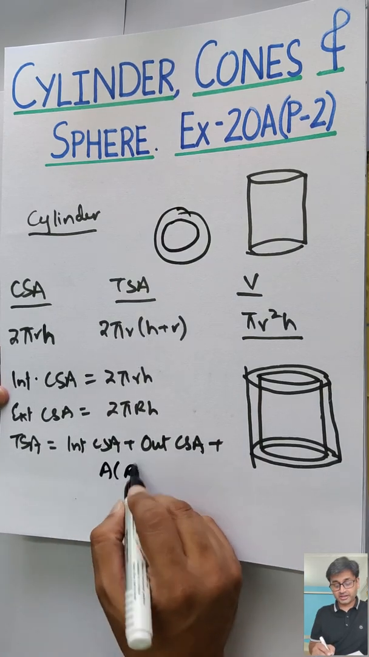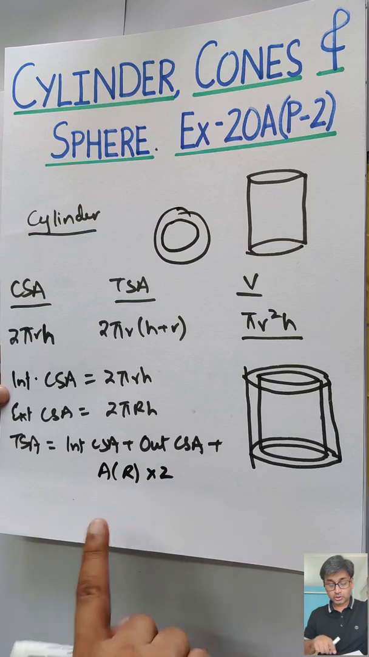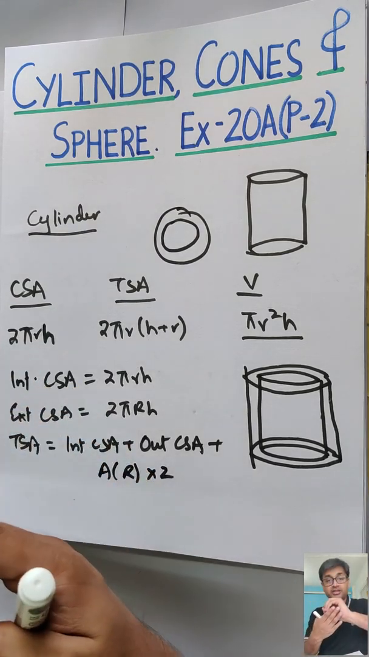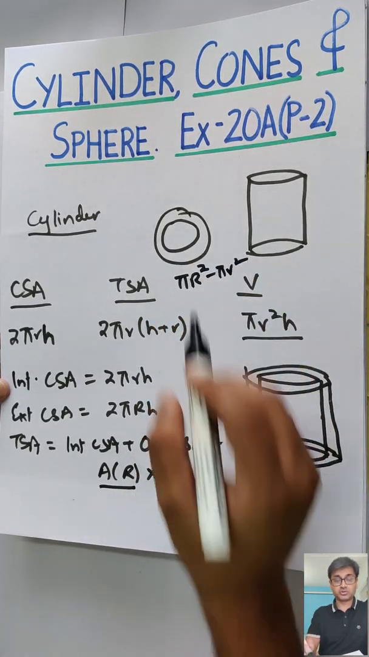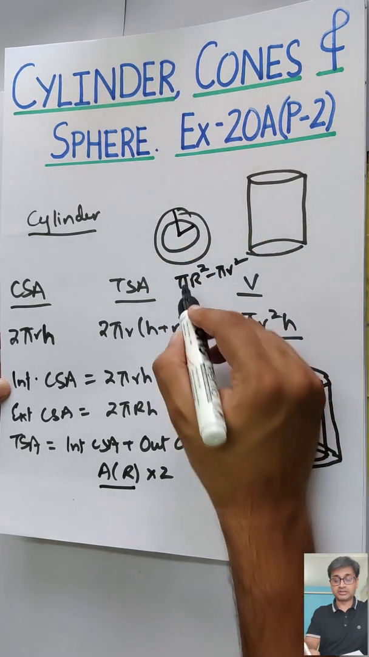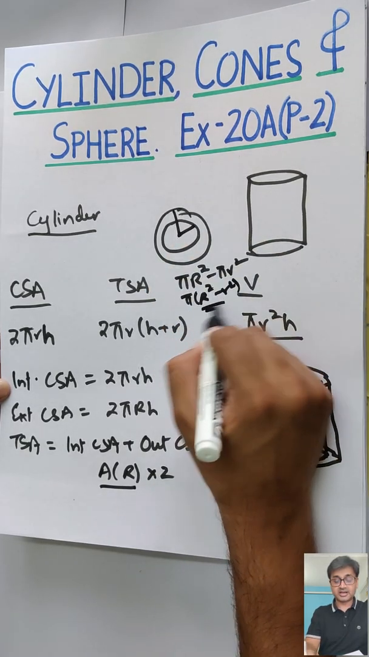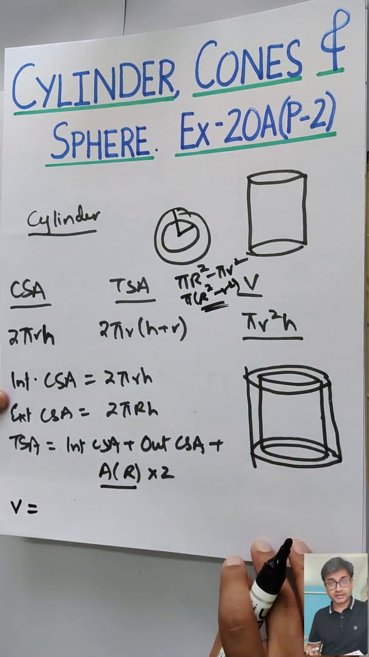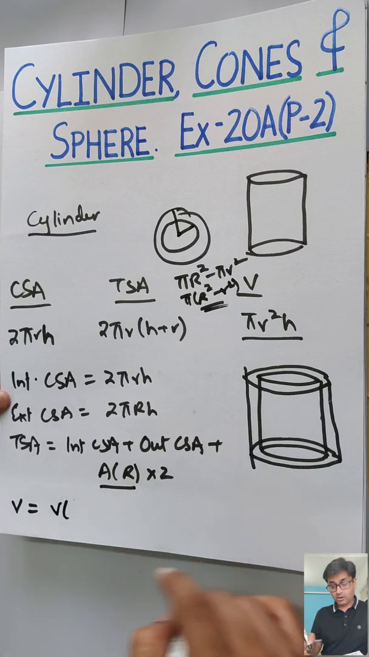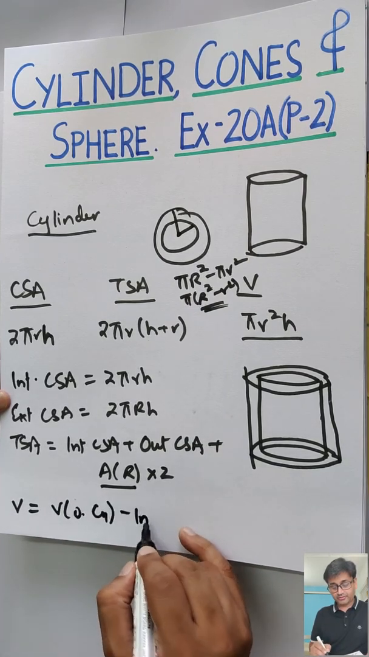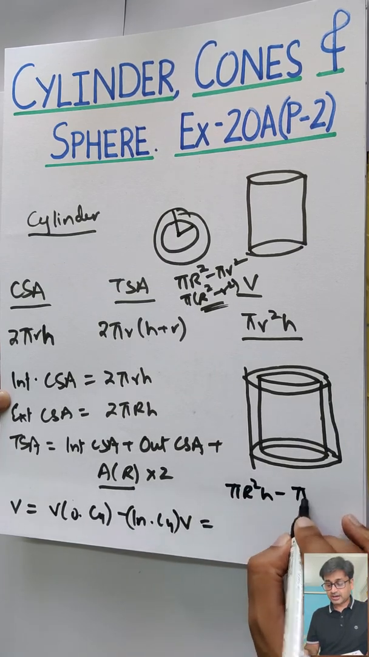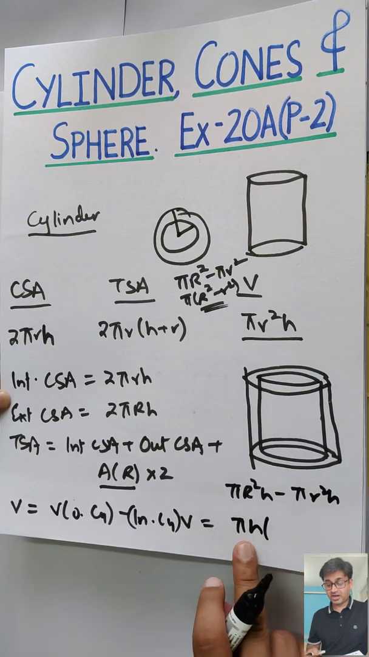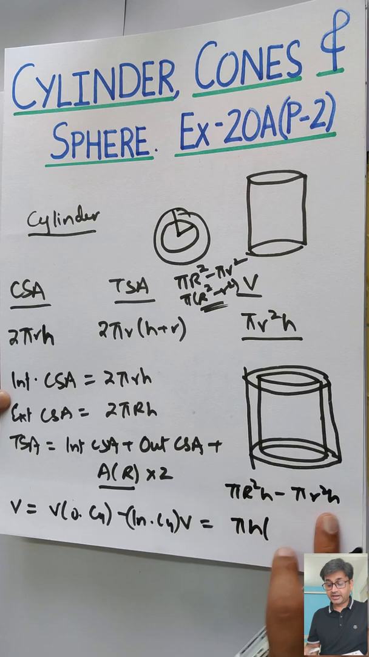So plus area of the ring into 2, because one ring on this side, one ring on the other side, and this ring is basically pi capital R square minus pi small r square. So outer circle minus inner circle, so you can take pi common, R square minus r square. Likewise, volume for a hollow cylinder is going to be volume of outer cylinder minus volume of inner cylinder. So basically volume is pi capital R square h minus pi small r square h. So pi and h, height is going to be same whether outer or inner, only radii will differ. So you can pull that common, R square minus r square.